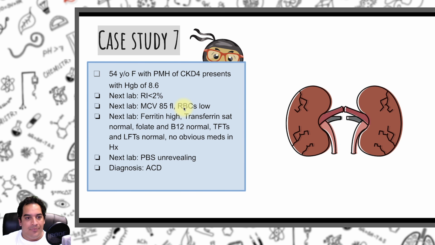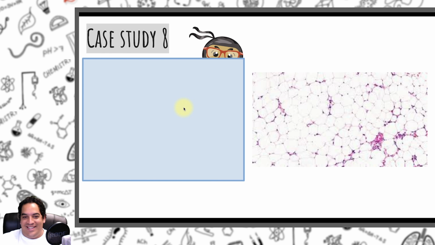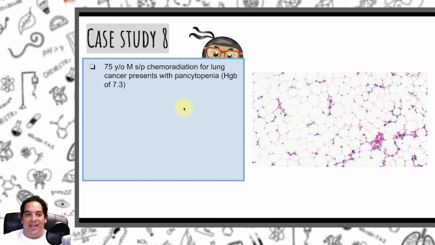All right, case study 8. We got a 75-year-old male, status post chemo radiation for lung cancer, presents with pancytopenia. What does that mean? Low platelets, low red cells, low white cells. Hemoglobin 7.3. They're anemic. What do we do? Check a retic. We actually get it, and it's 0.2%. It's barely there. Whew, that's interesting.